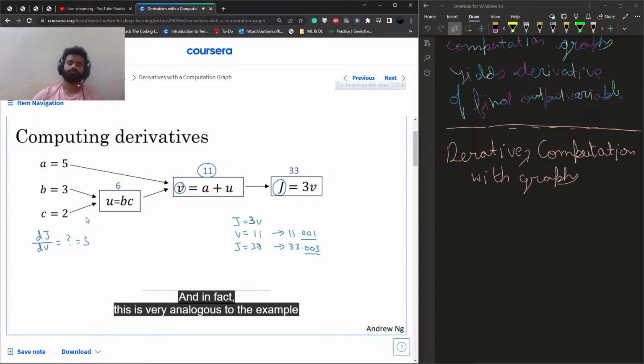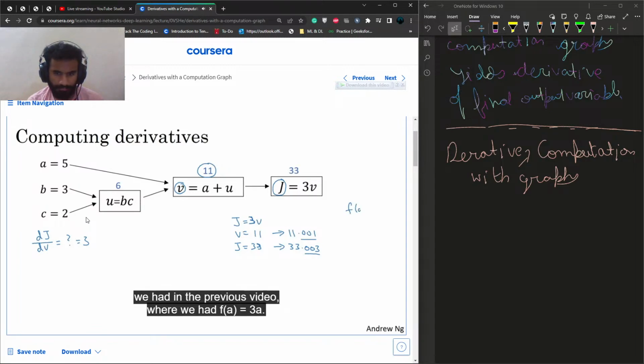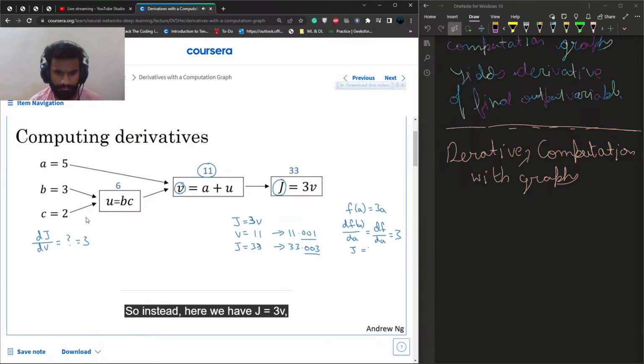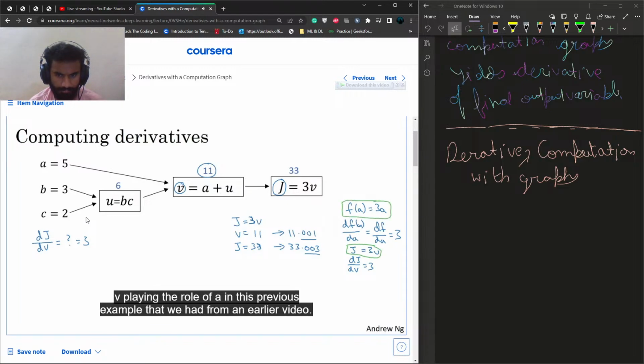And in fact, this is very analogous to the example we had in the previous video, where we had f of a equals 3a, and so we derived that df dA, with slightly simplified, slightly sloppy notation, you can write as df dA was equal to 3, right? So instead, here we have j equals 3v, and so dj dv is equal to 3, with j playing the role of f and v playing the role of a in this previous example, right, from an earlier video.